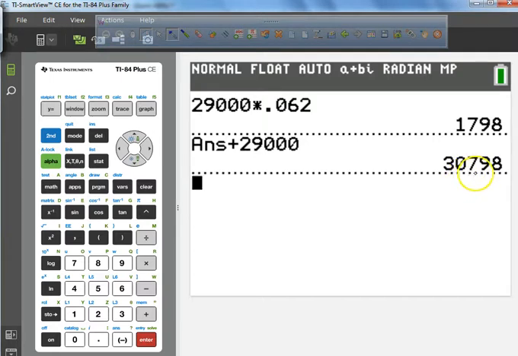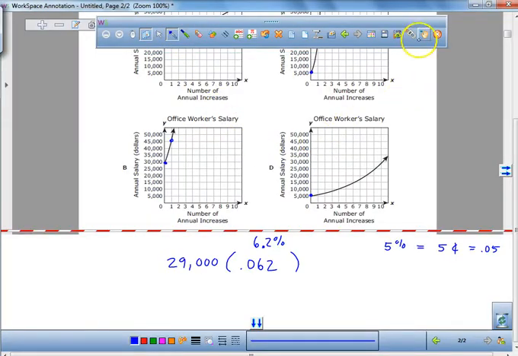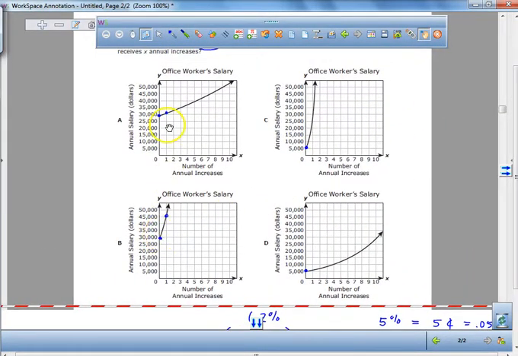Close to 31,000, right? So which graph does that best represent? This graph or this graph? A. That's why you would choose A.